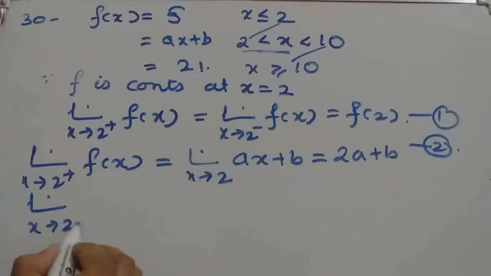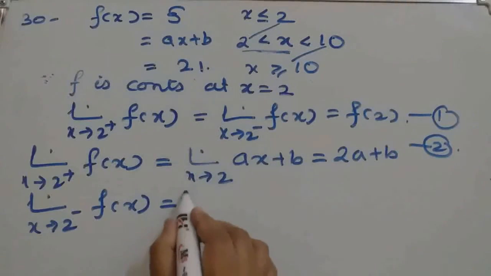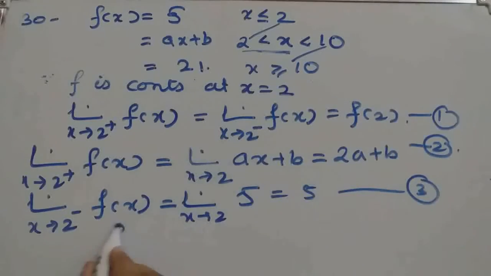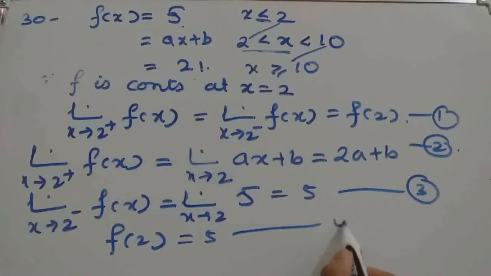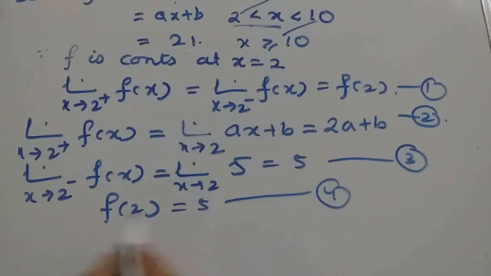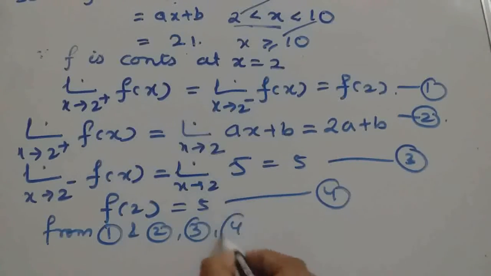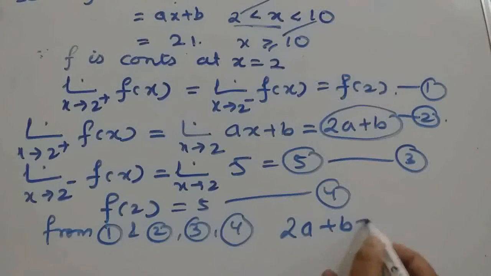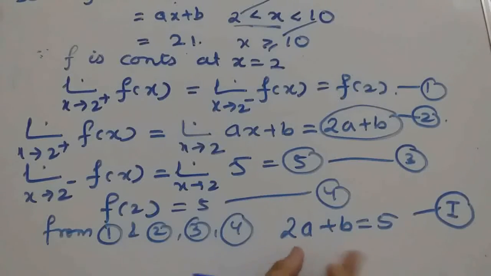Then the limit as x tends to 2 minus, meaning a value of x less than 2, is equal to 5 directly. Suppose this is equation 2. Then f of 2 also equals 5, since the equal to sign is there. So from 1, 2, 3 and 4 we will get one relation. What will that relation be? That 2a plus b is equal to 5. This we will consider as Roman 1. So we got this equation in terms of a and b.